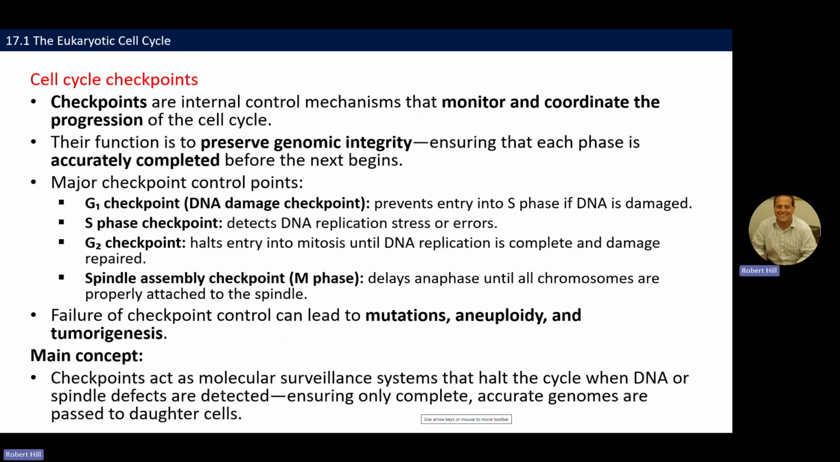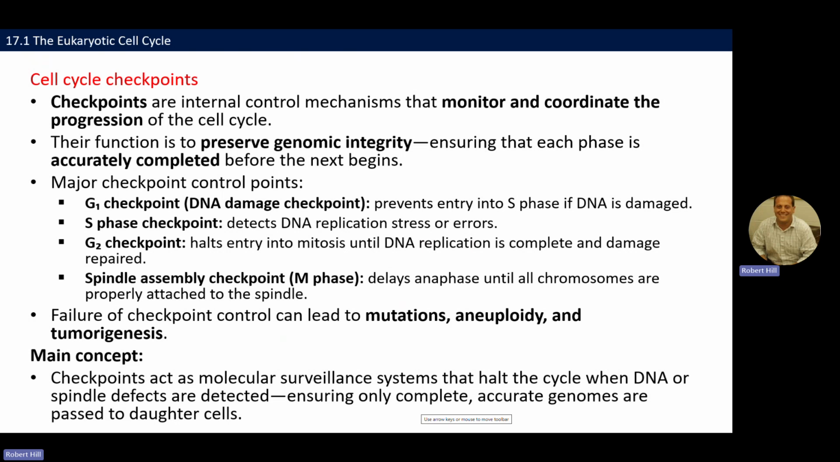All right, cell cycle checkpoints. Cell cycle checkpoints are provided because they preserve genomic integrity, right? And they use these checkpoints to control mechanisms that monitor and coordinate the cycle's progression. They really act like molecular surveillance systems, and they do that to ensure that each phase is correctly completed before the next phase begins.